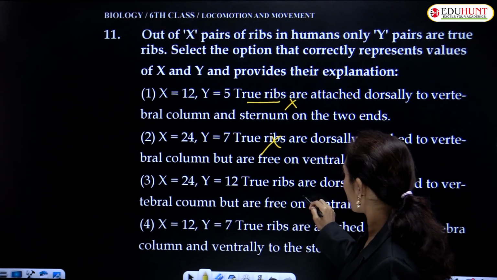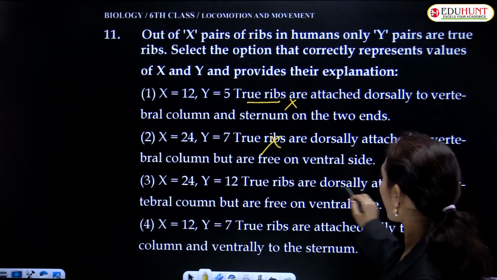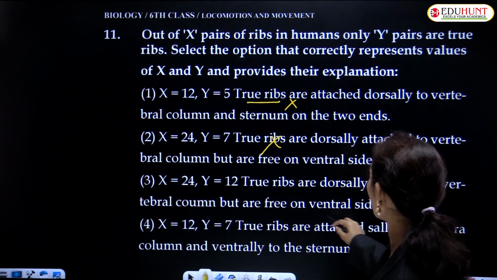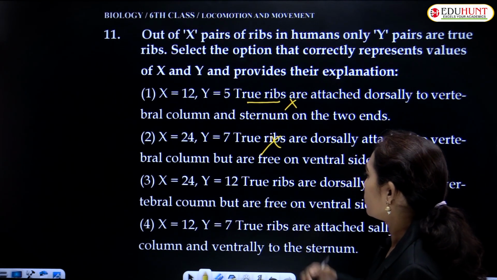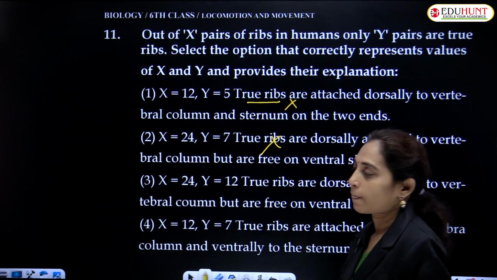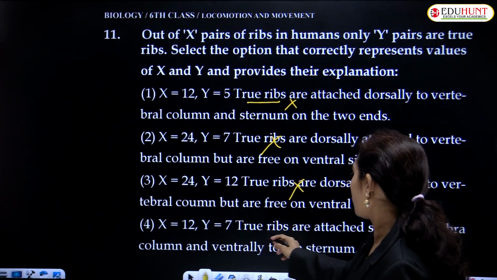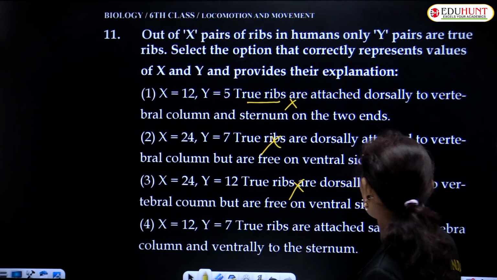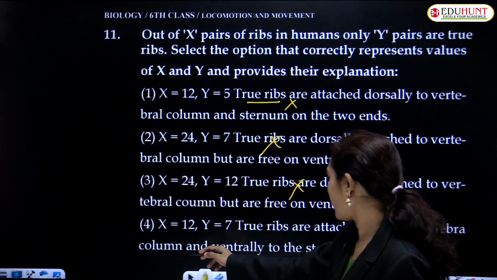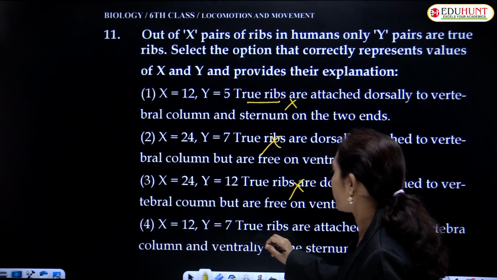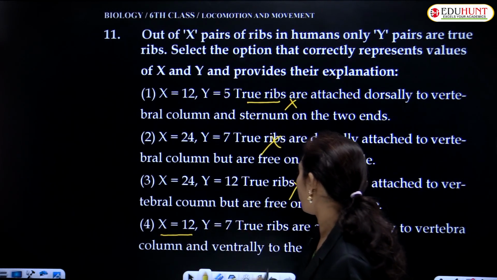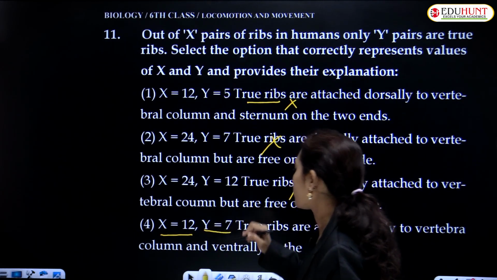12 true ribs are dorsally attached to the vertebral column but are free on the ventral side. 7 true ribs are attached to the vertebral column and ventrally to the sternum. Yes, X is equal to 12 and Y is equal to 7.